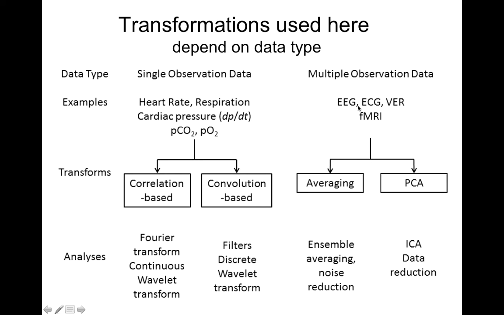Under multiple observation data, you might have things like signal averaging. You might also have what's called principal component analysis. A couple of different ways to do this. Ensemble averaging is just a repeated averaging of multiple observations of signals, so that you're looking for some background phenomena buried in noise. Noise reduction is another technique. Sometimes you will do correlation-based approaches per channel or per observation on multiple observation data before you do some of these other things. So sometimes the categories on single observation data are applied to individual channels on multiple observation data.